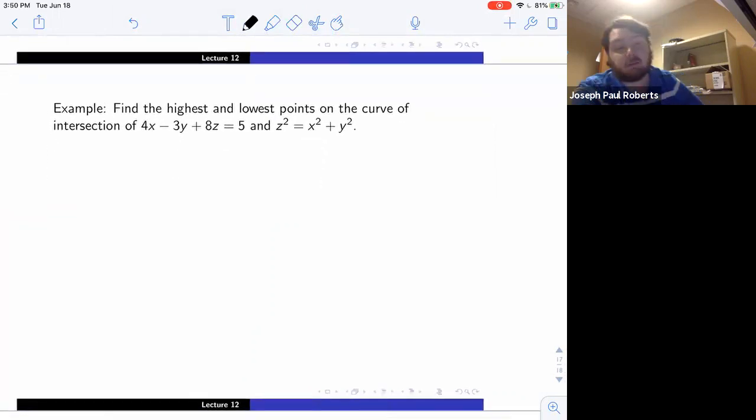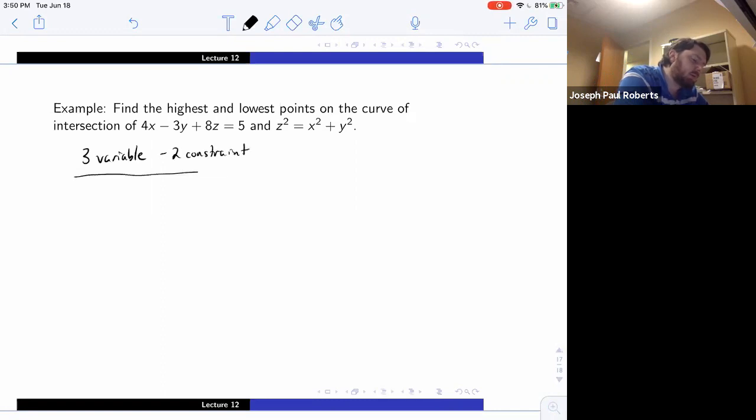let's do one that's similar. I think on the homework it's asking for points closest and farthest from the origin, and you have to figure out what to do for that. So let's see if we can find the highest and lowest points on the curve of intersection of these two surfaces. It turns out that this 3-variable, 2-constraint problem can actually be converted to a 1-variable unconstrained problem.